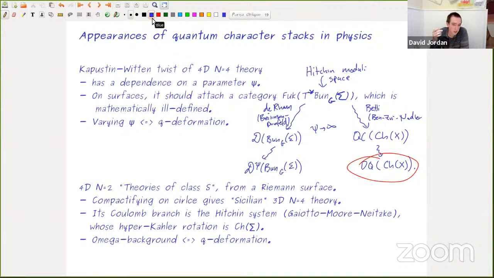And if we do what's called turning on the Omega background, so introducing a rotation parameter on this 2-sphere, then that should roughly correspond to the q-deformation. Okay. So with these motivations in hand, we want to try to understand what sort of topological field theory properties can we expect from character stacks, and especially from their quantizations.